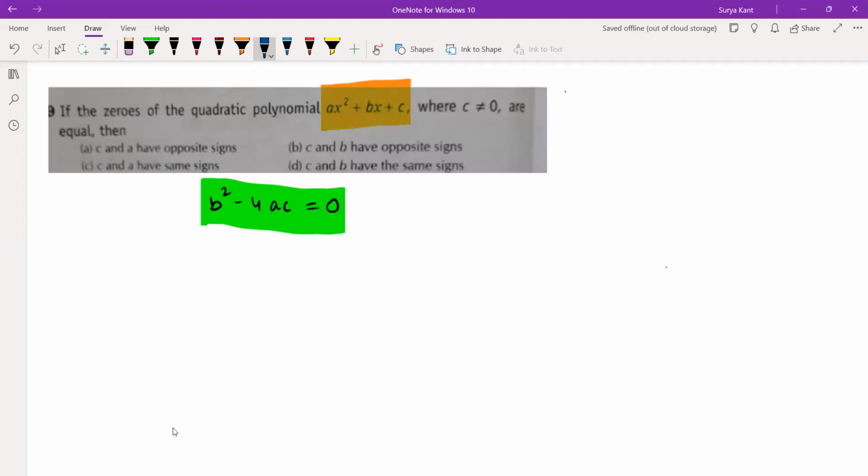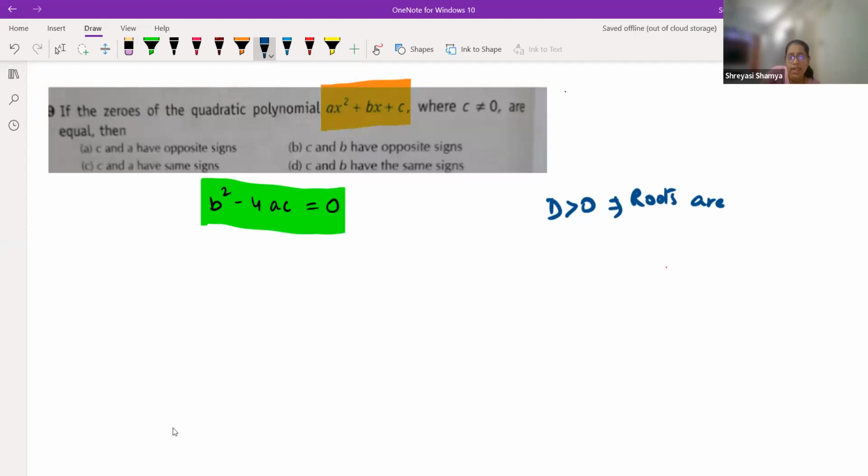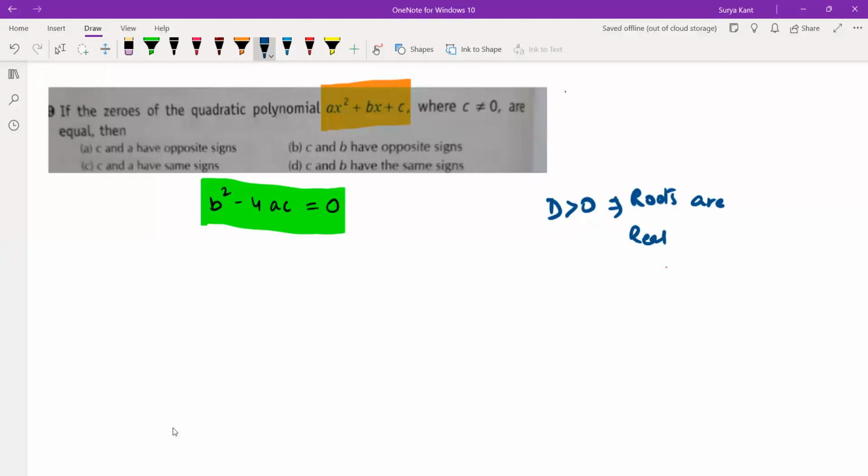Just see, if D is greater than 0, then the roots are real and different. Sir, I think the answer will be option D. So C and B will have the same signs, because if they have the same sign, they will cancel each other such that it can be 0. Okay, maybe I don't know. So just going to the concept. Okay, Tanishka. If D is equal to 0, then the roots are real and equal.